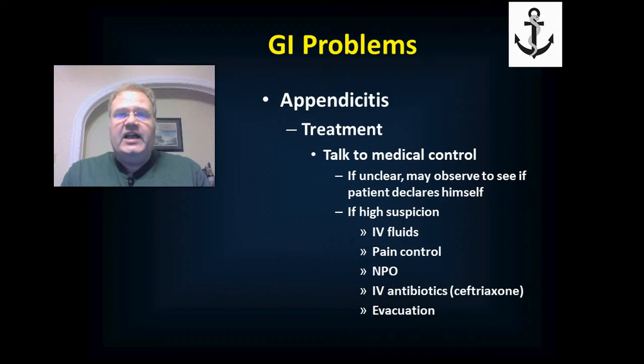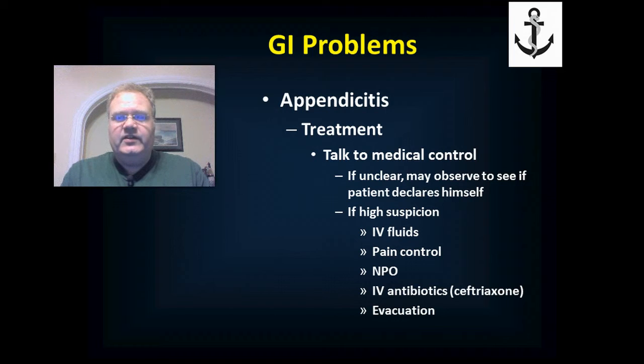If it's really a classic story, so young, healthy male, pain around the belly button, then fever, nausea, vomiting, loss of appetite, and the pain all goes to the right lower quadrant, and when you tap on their heel or you tap on their abdomen, it causes them severe pain, that's high suspicion.